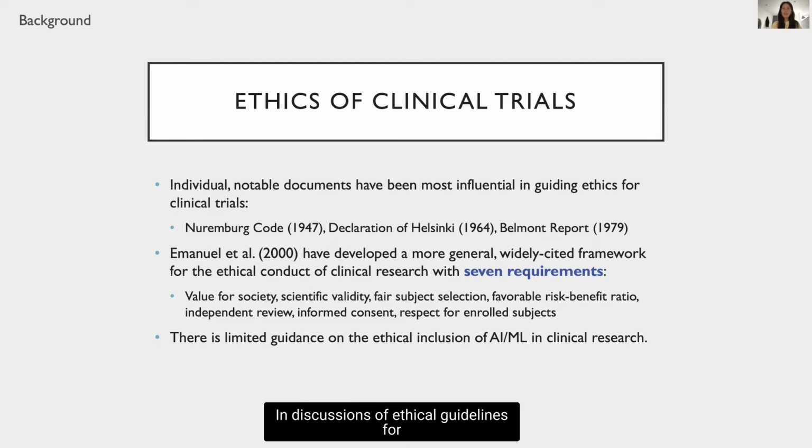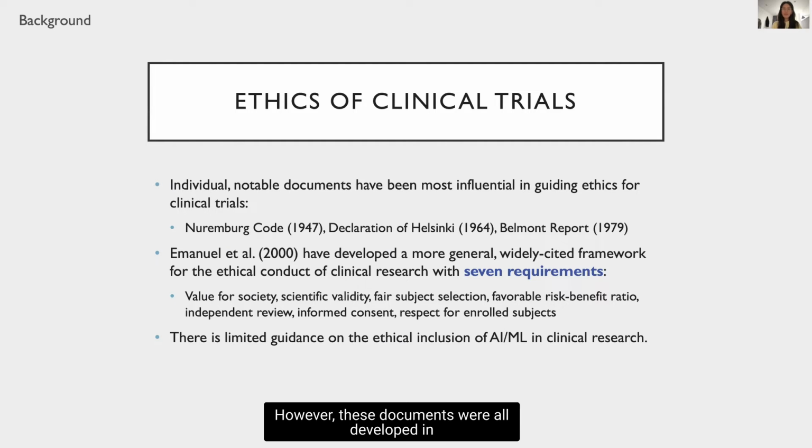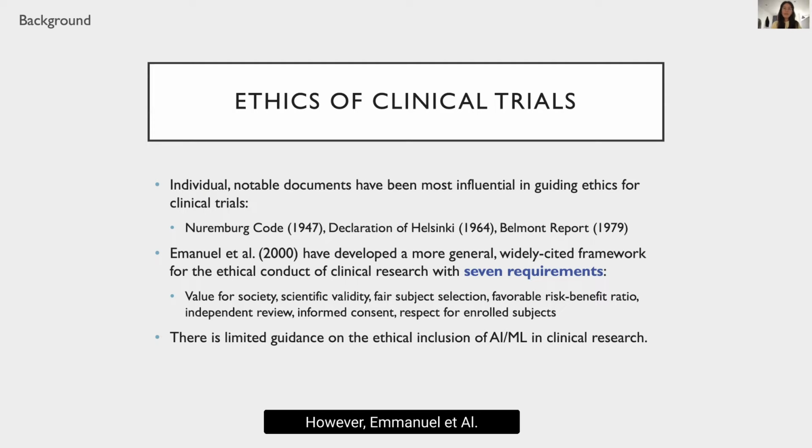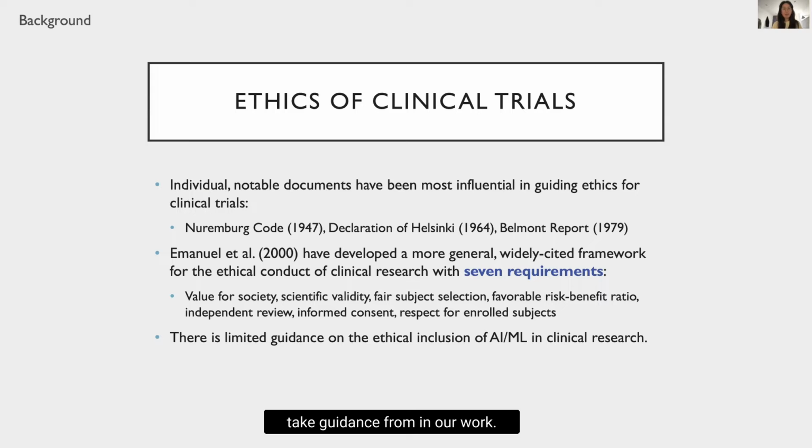In discussions of ethical guidelines for clinical trials, a few notable documents have been cited as most influential. However, these documents were all developed in response to specific instances of patient abuse. Consequently, they're not really generalizable. However, Emmanuel et al. have developed a more general, widely cited framework for the ethical conduct of clinical research. They present seven requirements, which we take guidance from in our work.